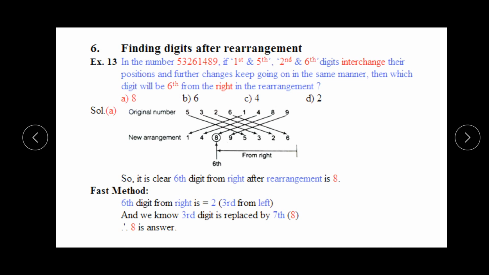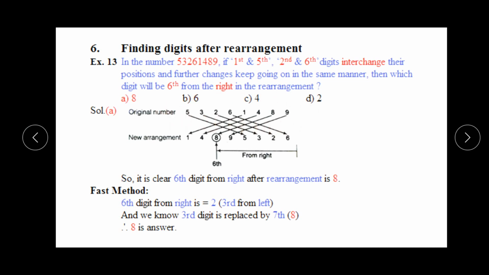There are also 2 methods. The first in which we will waste time, but the second method in which we will not waste our time. Then what is the first method? First we will interchange these digits, first with fifth, second with sixth. Then this is the new arrangement after the interchanging, and then we will find the sixth position from the right side, that is 8. It is the answer.